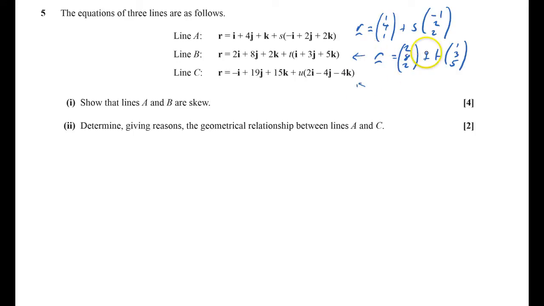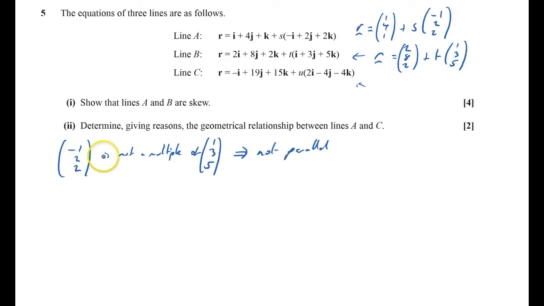Show that they're skew. Well, first off, the direction of line A, (-1, 2, 2), is not a multiple of (1, 3, 5), the direction of line B. Therefore, they're not parallel. And that's one of the things we need to show they're skew, because if two lines are parallel, they're not skew. I've shown they're not parallel.